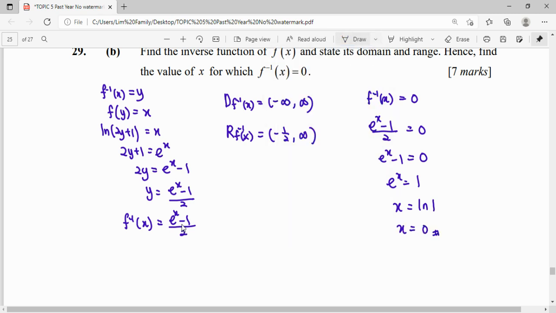So what is the important concept here? We can see how we perform our inverse. That will be our first concept. And then simplify, simplify until we find out what is our y. Then that will be our inverse function. Then state out its domain and range. After that, set our f inverse function equal to 0 and simplify until we get x equals to 0.